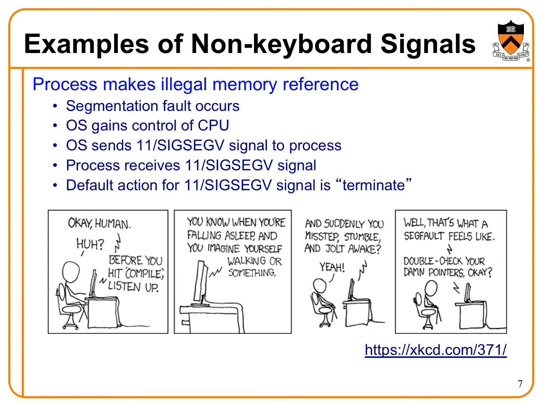So here are those steps summarized into a nice bulleted list. Another example of a signal is our old frenemy SIGSEGV, the segmentation fault, which gets raised when we execute an instruction that makes an illegal memory access. Again, the OS gains control of the CPU due to the interrupt. It sends the signal 11 in this case, to the process, and when the process receives the signal, it handles it. The default action for signal 11, as we're all very well aware of by now, is to terminate the process.